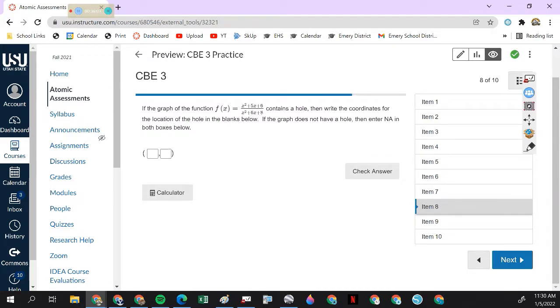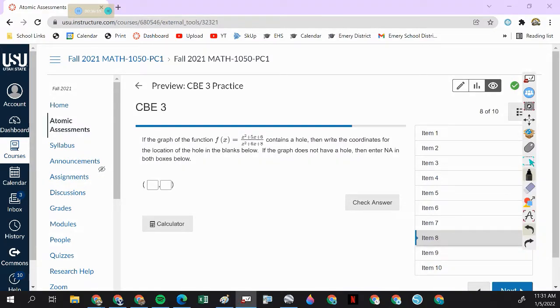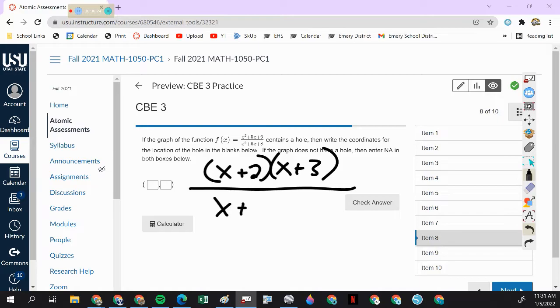All right. Where is the hole? So we factor. X plus 2, x plus 3, and x plus 2, and x plus 4. Is there a hole? Yes. Those cancel, that creates a hole. So the x coordinate of the hole is negative 2. But what's the y coordinate of the hole? Negative 2. Thank you. What is the y coordinate of the hole?